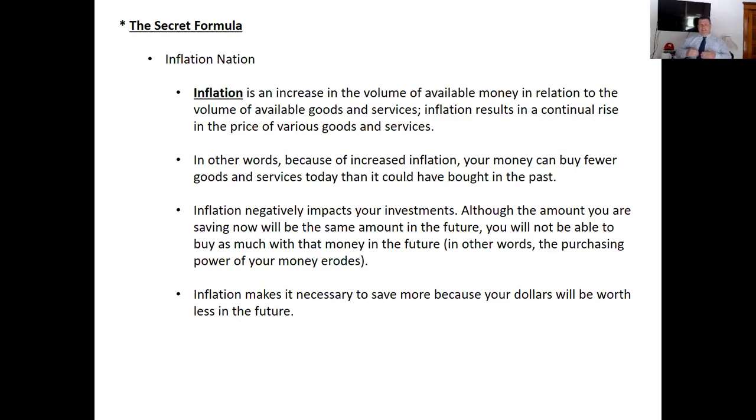Inflation is an increase in the volume of available money in the economy in relation to the volume of available goods and services. Inflation results in a continual rise in the price of various goods and services. And think of it this way, especially with this COVID-19 pandemic and all of us being quarantined and the government now printing out money and shoving it out to people so they can live. There's an inherent problem with that.